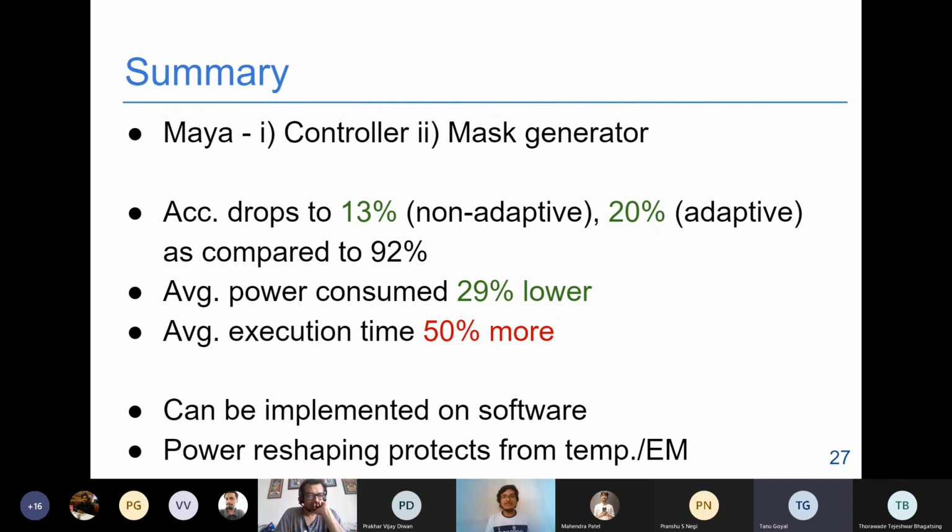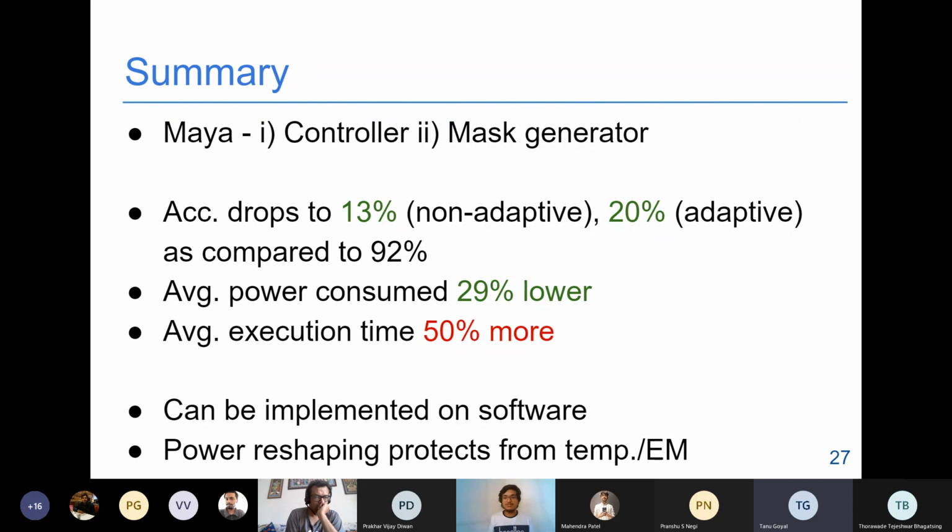So we have come to the end of the discussion. I'm just summarizing the presentation. We discussed that Maya consists of a matrix-based controller and a mask generator. We looked at how the mask generator should satisfy some requirements and why we should use a Gaussian sinusoidal mask. Finally, we evaluated Maya using ML techniques, and we found that the accuracy drops to 13% in the non-adaptive scenario and 20% in the adaptive scenario, as compared to 92% in the scenario where there is no Maya.